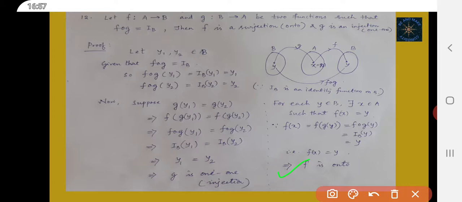Understood? And properties 11 and 12 will help you to understand invertible function. Invertible function. Okay, so you must understand properties 11 and 12.